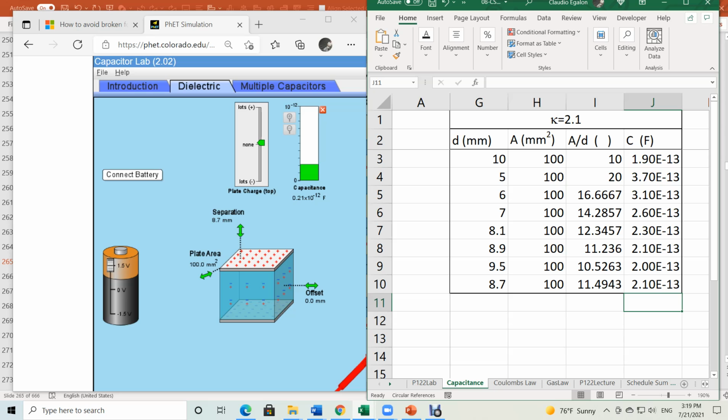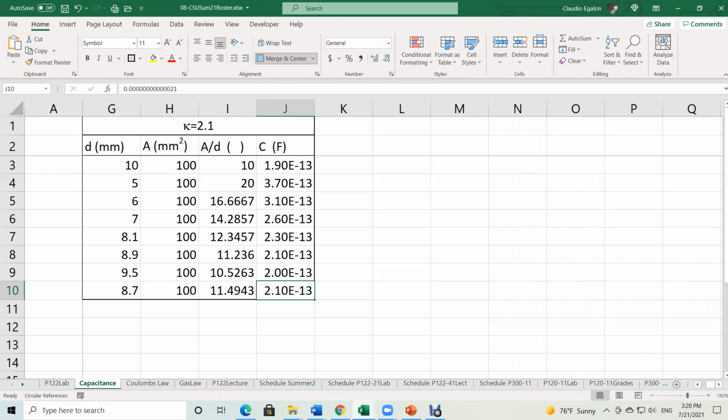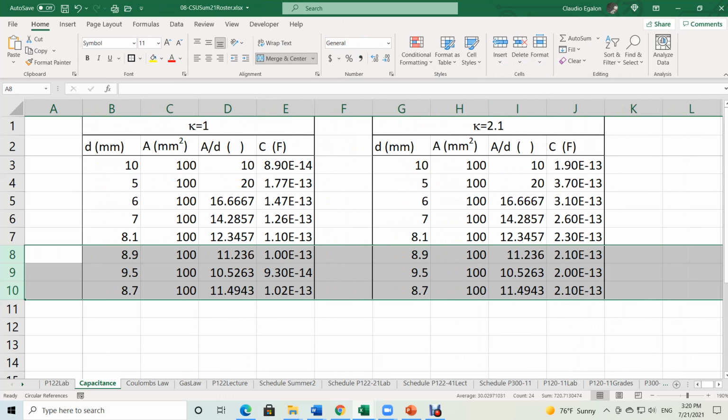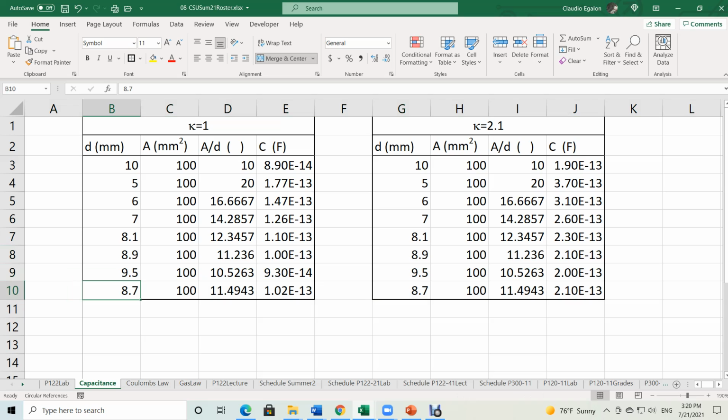Something wrong here? We got the same capacitance here. Interesting. Okay, maybe the difference is very small. Yeah, it looks like we're unfortunate with the value here of the separation. Those two we see a difference, but not those two. See that? That's because we got too small of a difference. Let's use a different value here. Instead of 8.7, let's use 7.5. Otherwise, we're going to have values too close to one another.